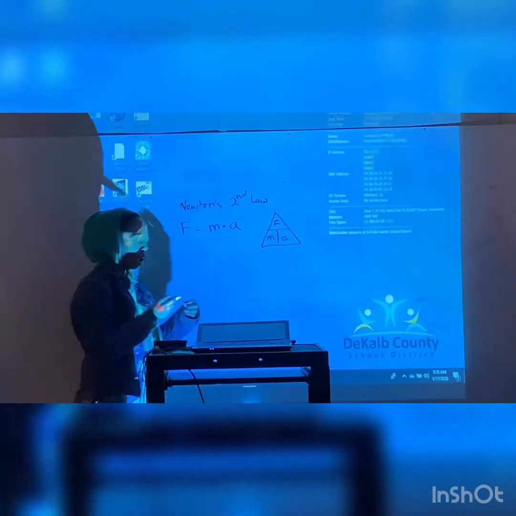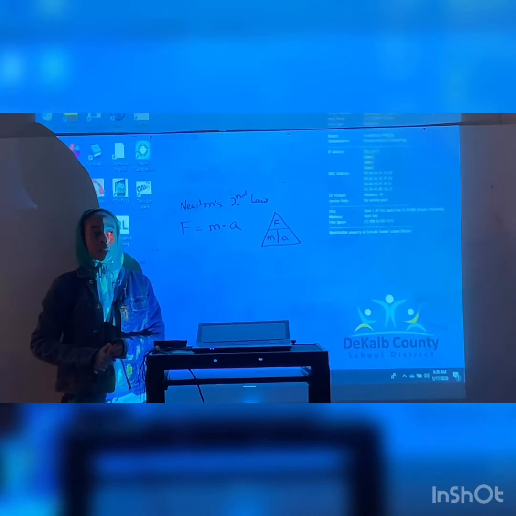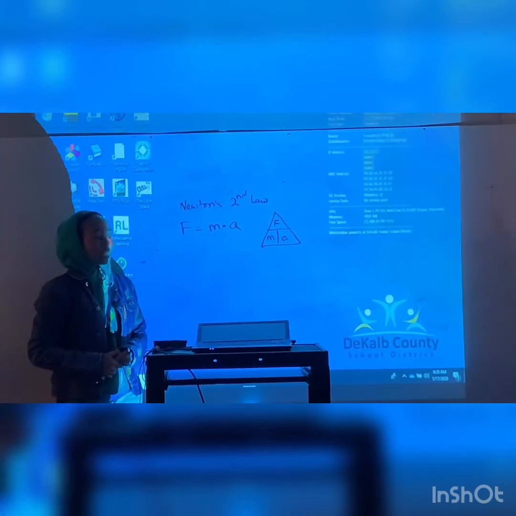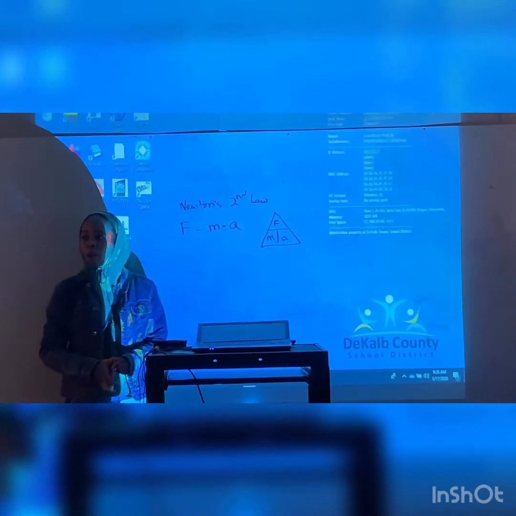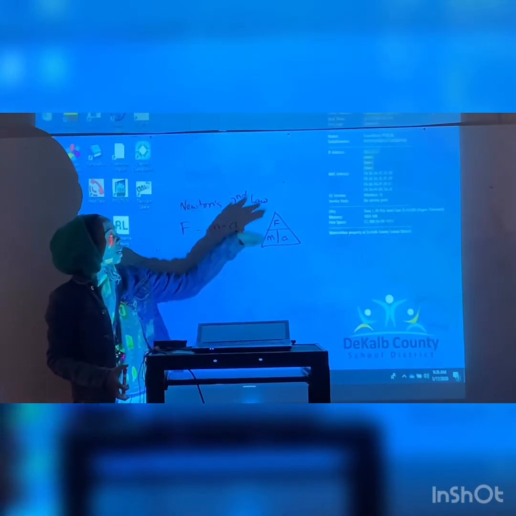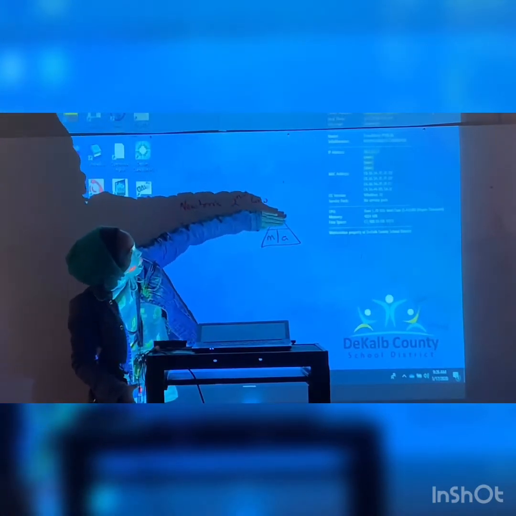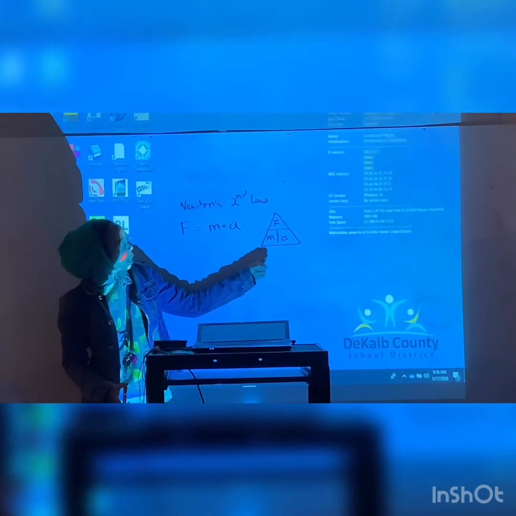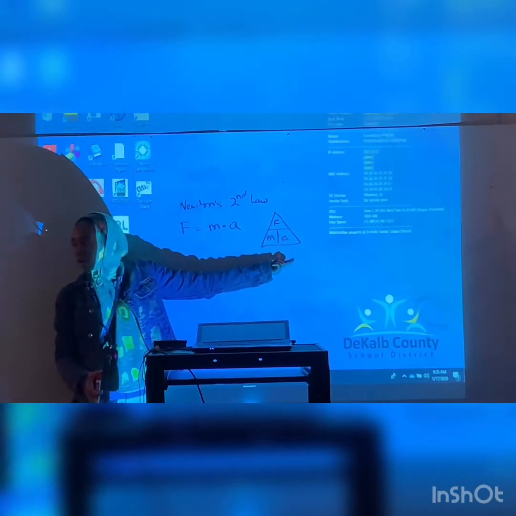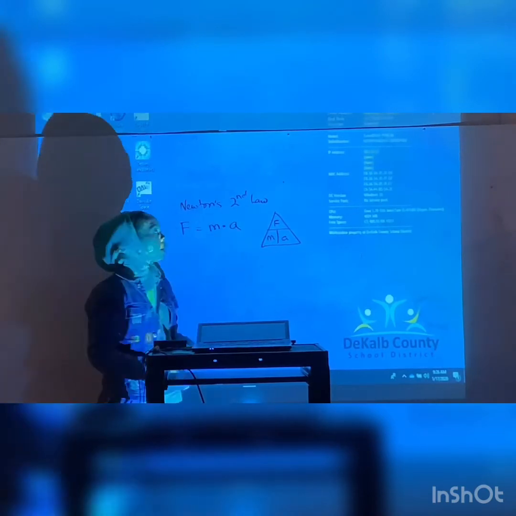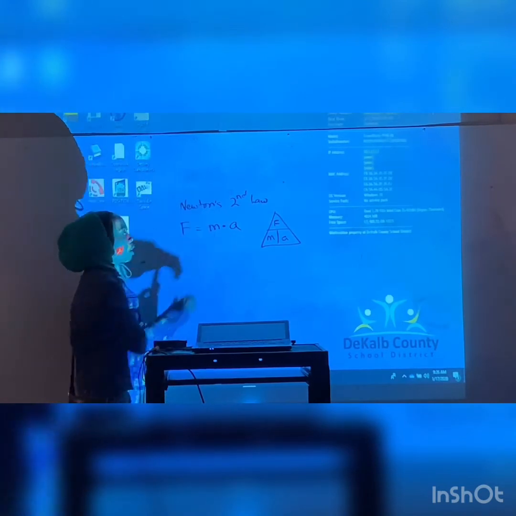How do we know our equation is correct? By checking it. What do we have to do? We cover up what? F, right? Because that's what they gave us. If we cover up F, is it M times A? Yes. So we know that this formula matches up with our triangle and we put everything in the correct place, right? Yes. So Newton's second law is a formula.